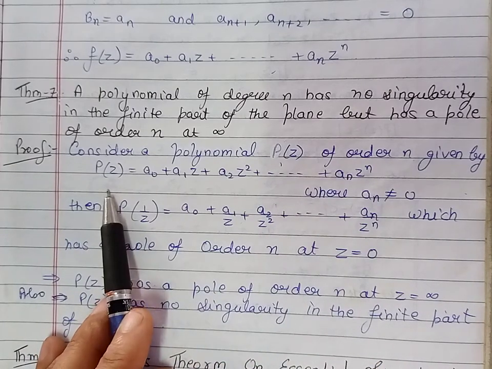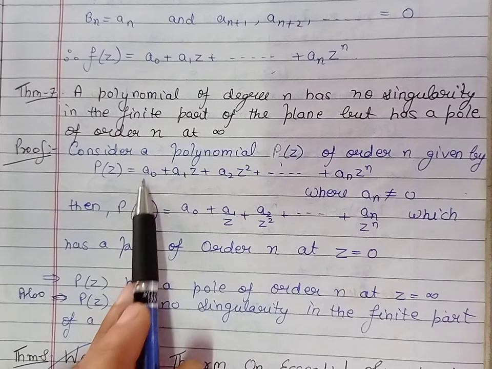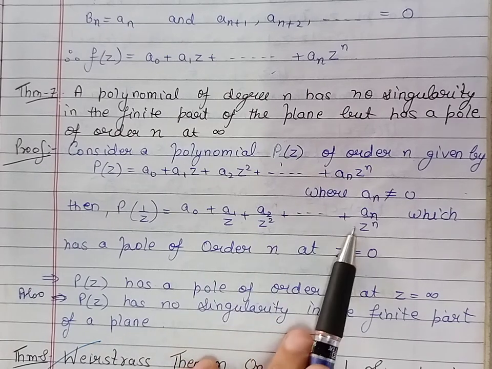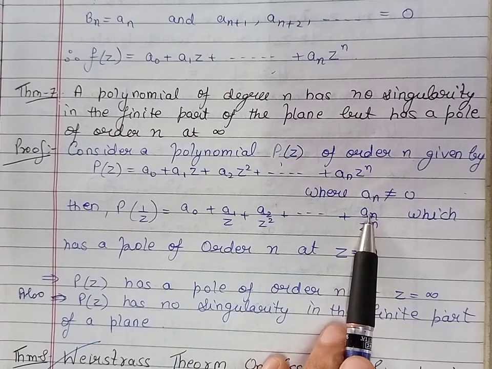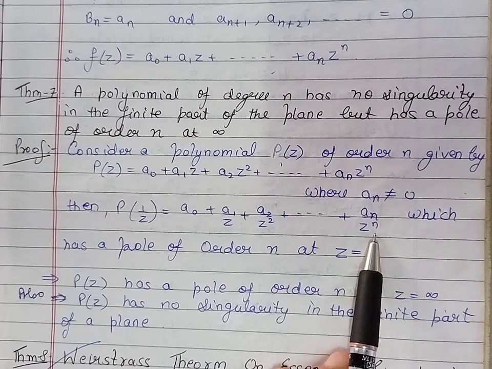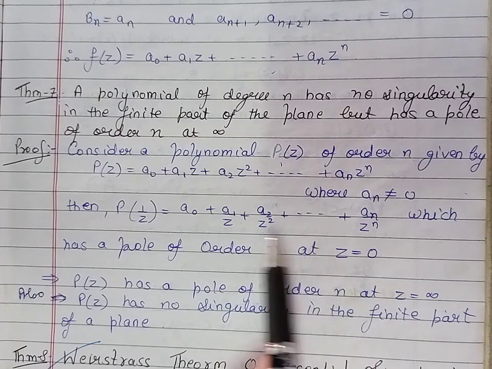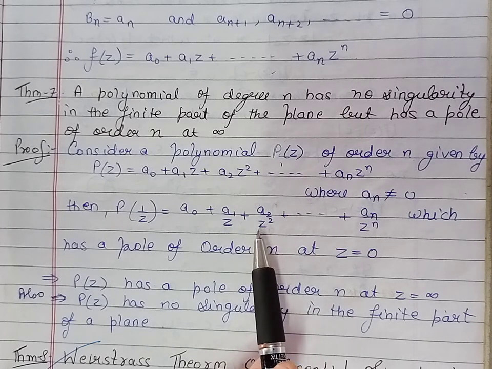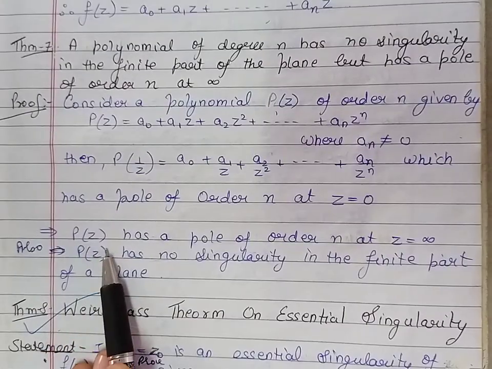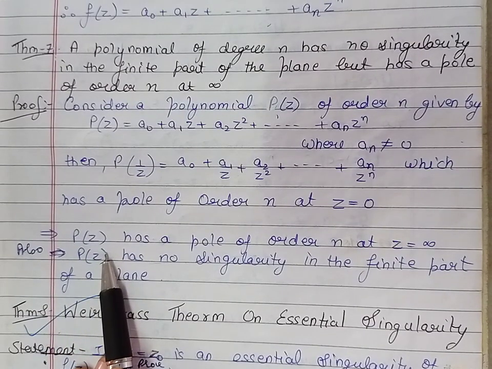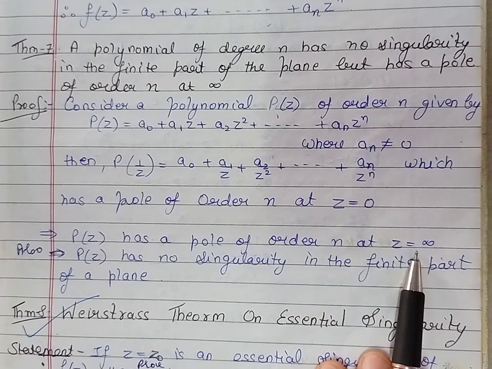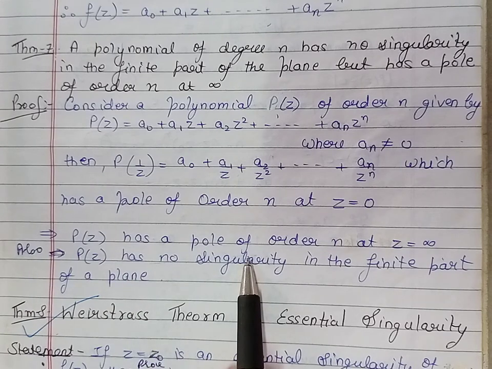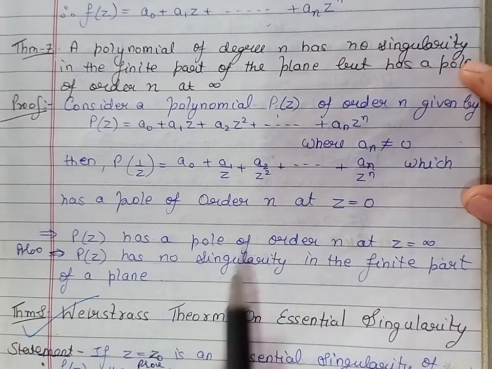From here we can find p(1/z). That will become a_0 + a_1/z + a_2/z^2 and so on. The last term will be a_n/z^n. Now we can see that this has a pole of order n at z = 0. So the function p(z) will have a pole of order n at z = infinity, and also this polynomial has no singularity in the finite part of the complex plane.